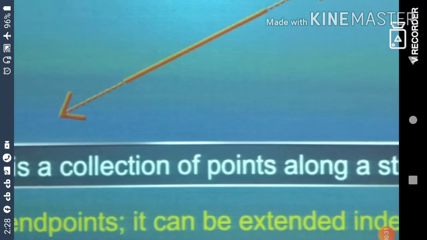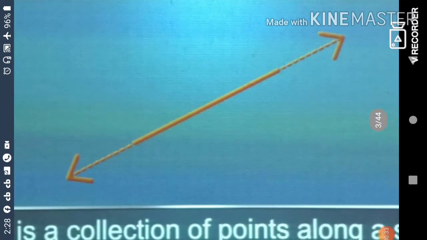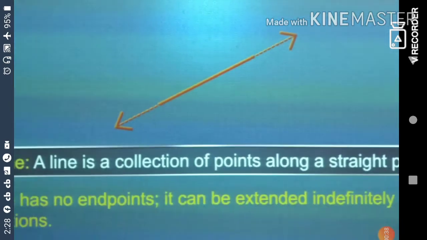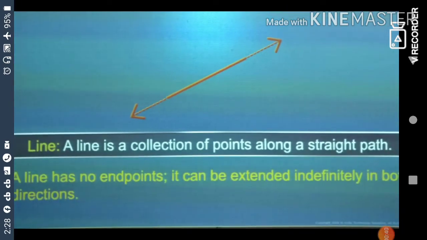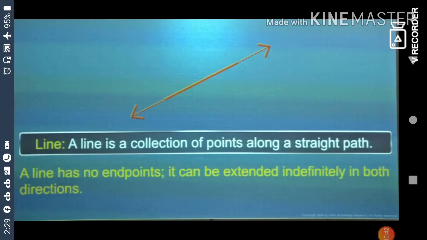It has no endpoints because this arrow shows that we can increase it more from both sides, left hand side or right hand side, both sides. We can extend it more indefinitely. So a line has no endpoints. It can be extended indefinitely in both directions.